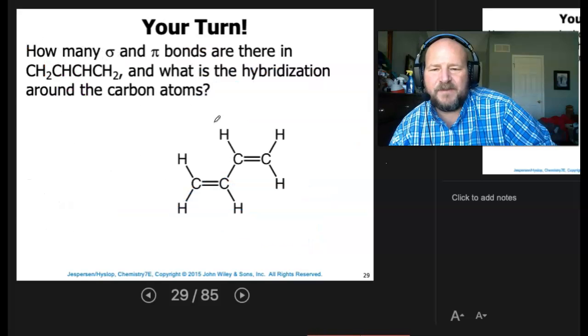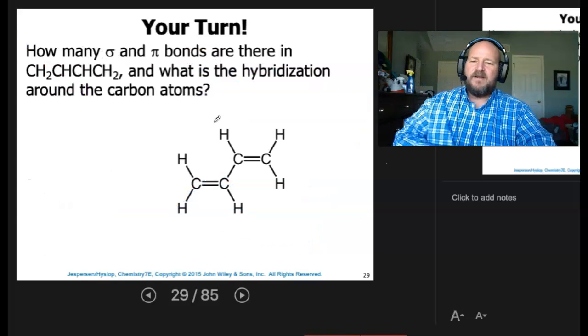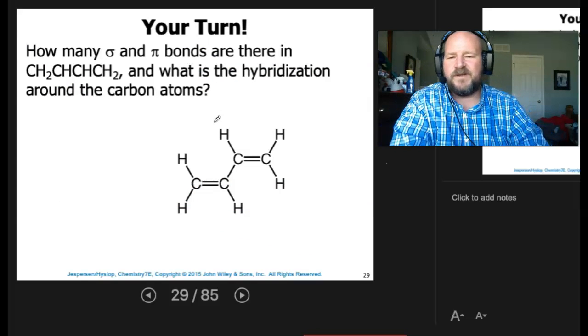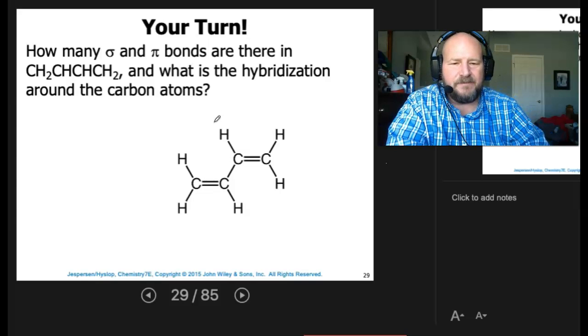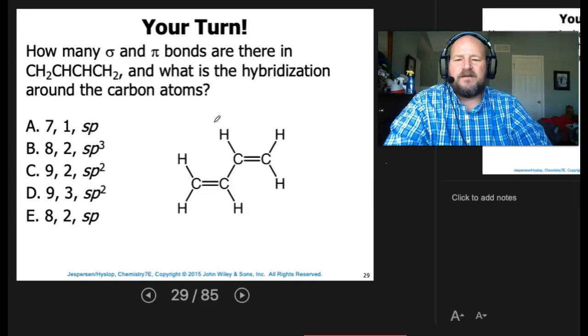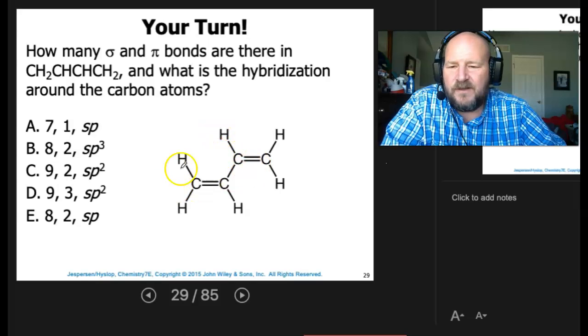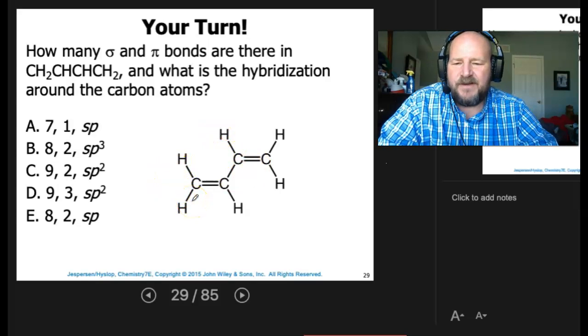All right, how many sigma and pi bonds are there in this molecule? And what is the hybridization around the carbon atoms? So is it 7, 1, 8, 2, 9, 2, 9, 3, 8, 2.